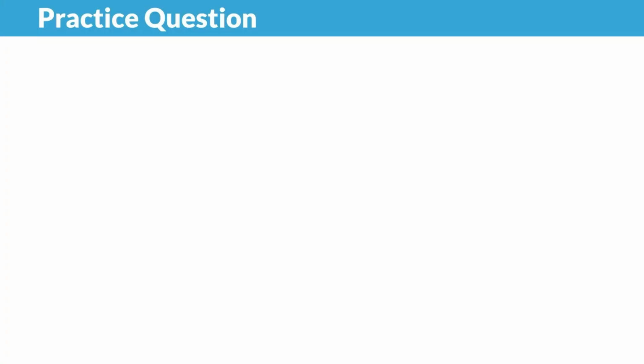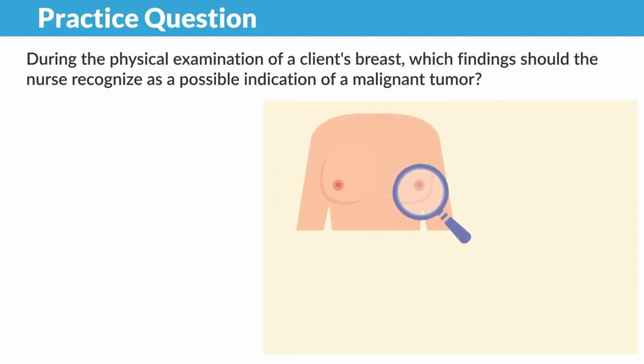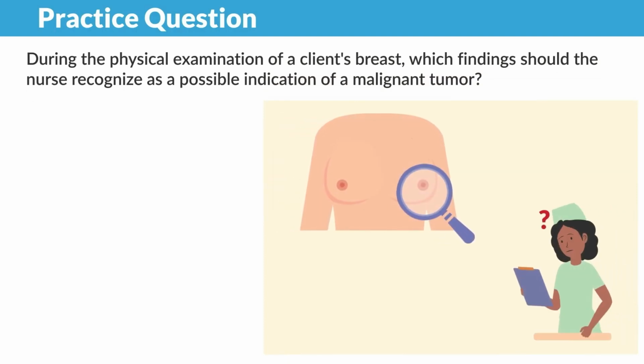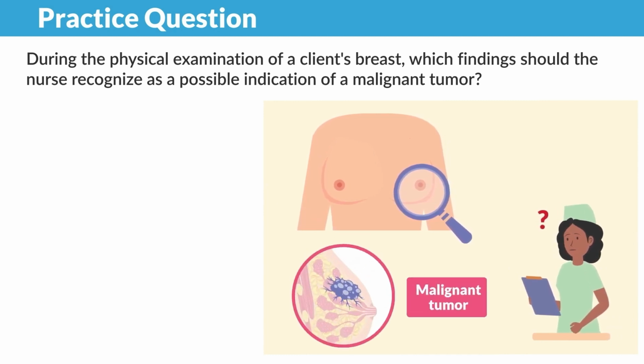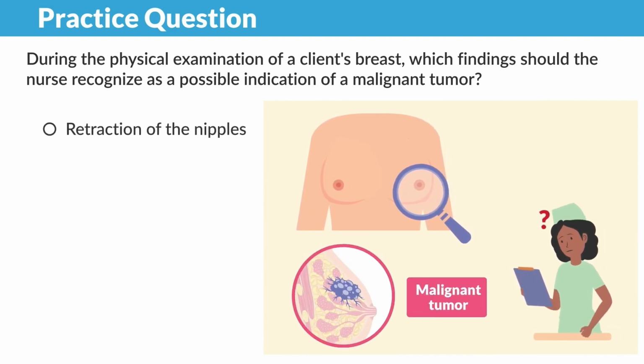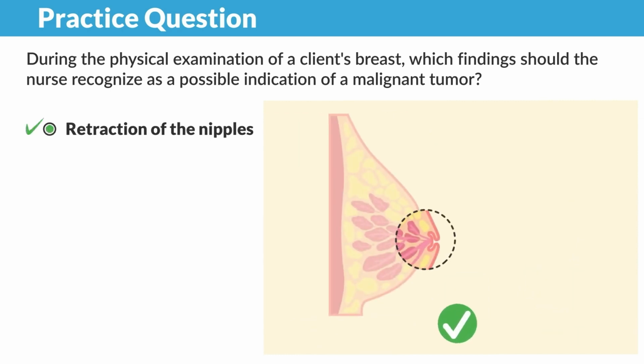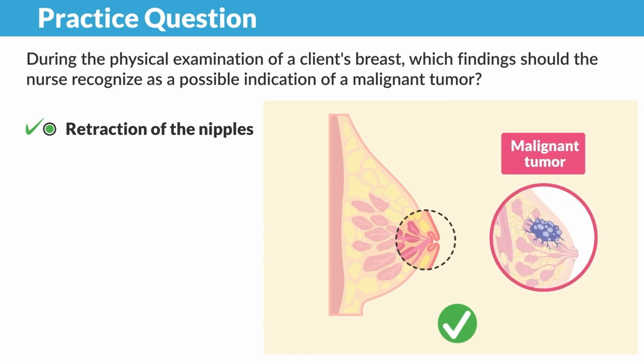Now for another practice question. During the physical examination of a client's breast, which findings should the nurse recognize as a possible indication of malignant tumor? The correct answer is retraction of the nipples. So remember, retraction of the nipples is a common or possible indication of malignant tumor.